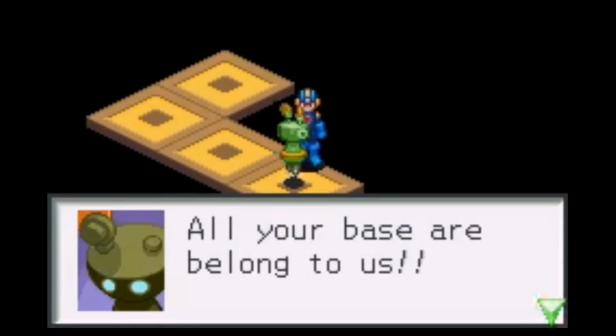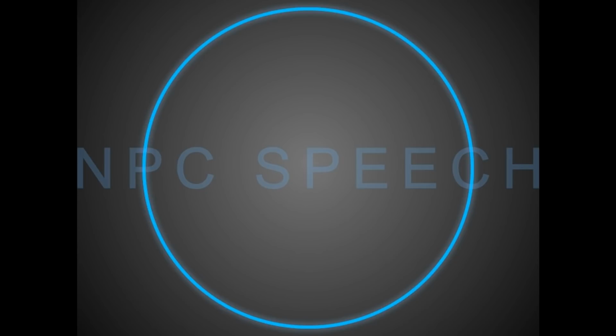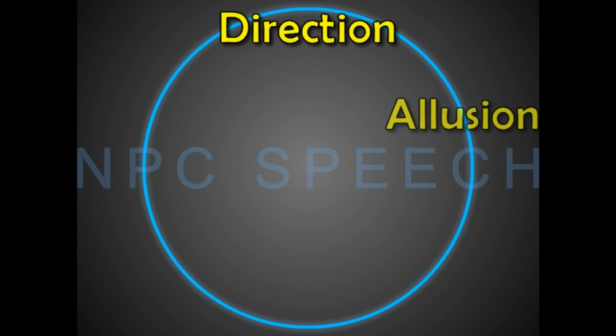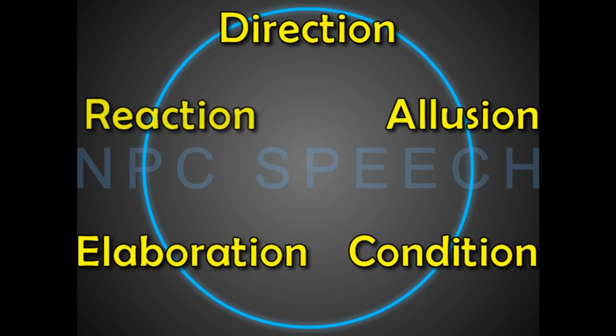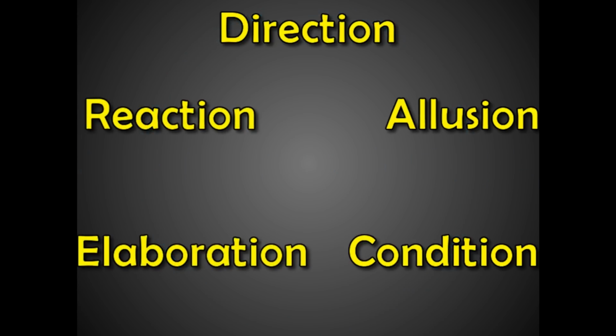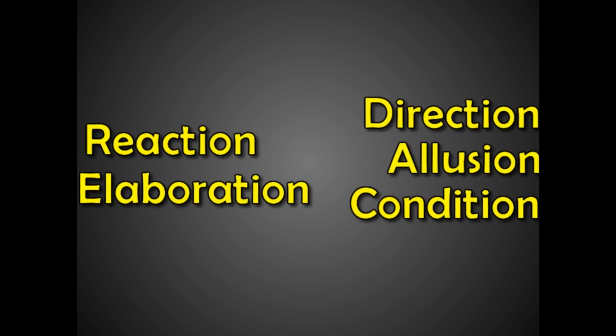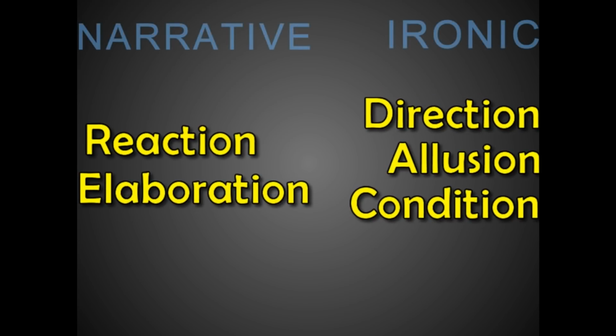Not counting jokes or meme content, there are 5 types of NPC speech: direction, allusion, condition, elaboration, and reaction. And these 5 types fall into 2 groups: ironic communication and narrative communication. We're going to look at the ironic categories first.